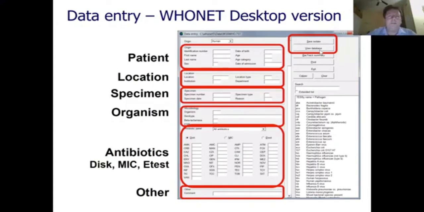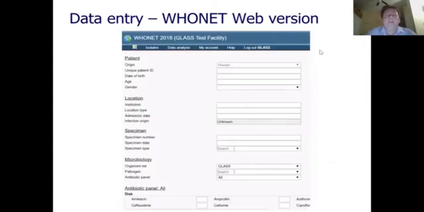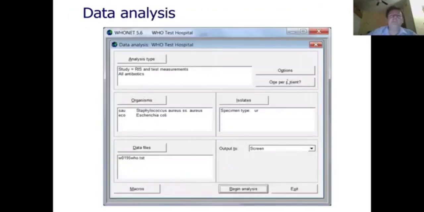WHONET's strong point is not doing day-to-day clinical reports. WHONET's strong point is more data analysis, data sharing, but also many laboratories do use WHONET to report back to their clinicians the results. This is what data entry looks like in the web version of WHONET. So as you can see, it basically is the same logic and the same general ideas. The desktop version looks different because it's a web application. I chose a GLASS demonstration to illustrate it's a much shorter list. There's no first name, there's no last name, there's no location. So this is what it would look like on the web version.